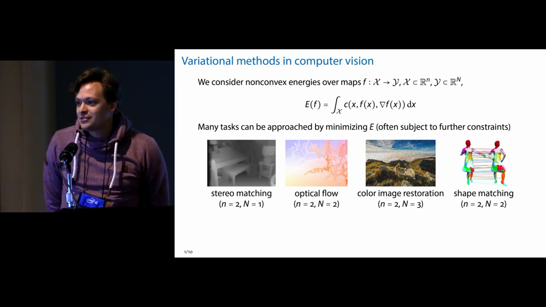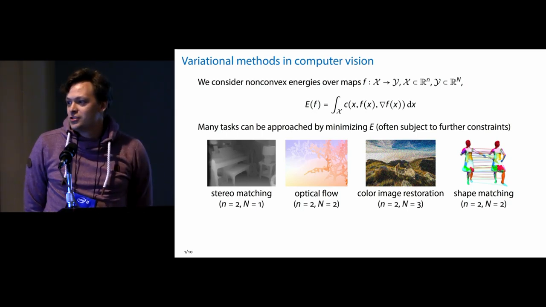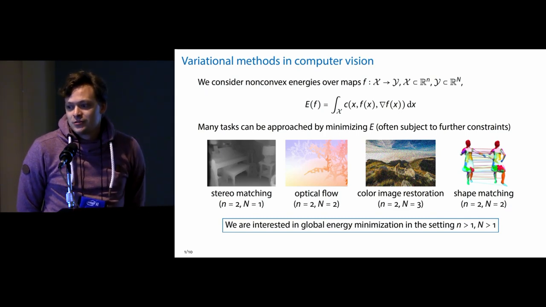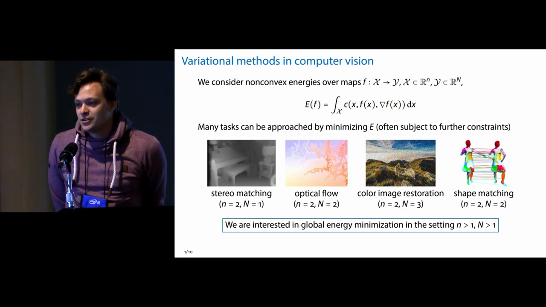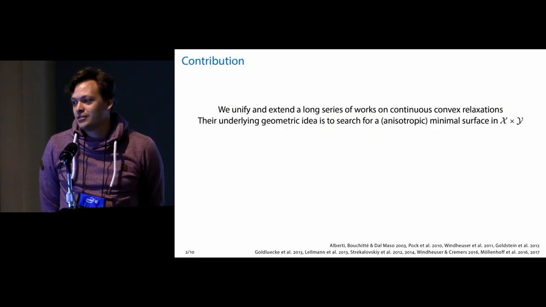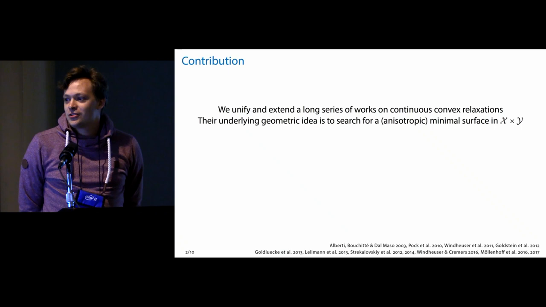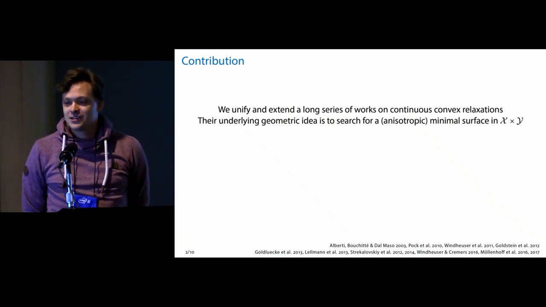Yes, so many tasks can be approached by minimizing such an energy, often subject to further constraints. And in this work, we are interested in finding the global minimum of this energy in the setting of codimension and dimension larger than one. To do so, we unify and extend a long series of works on continuous convex relaxations.